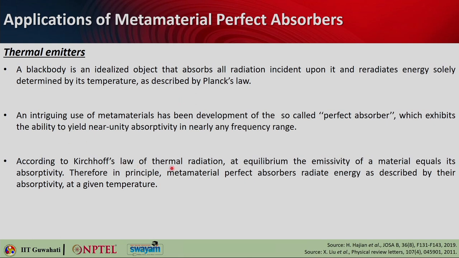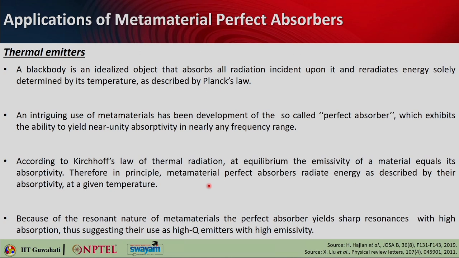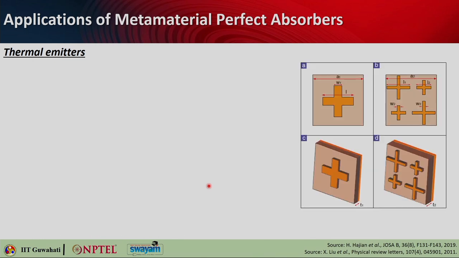Now, according to Kirchhoff's law of thermal radiation, at equilibrium, the emissivity of a material equals its absorptivity. Therefore, in principle, metamaterial perfect absorbers can radiate energy as described by their absorptivity at a given temperature. Because of the resonant nature of metamaterials, the narrowband perfect absorbers yield very sharp resonances with high absorption. That means they will act as very high Q thermal emitters, and they will also have very high emissivity. So that way you can make very high Q, high emissivity thermal emitters.